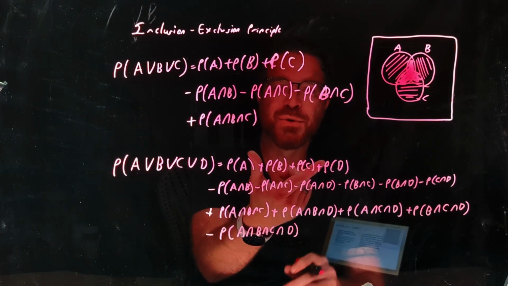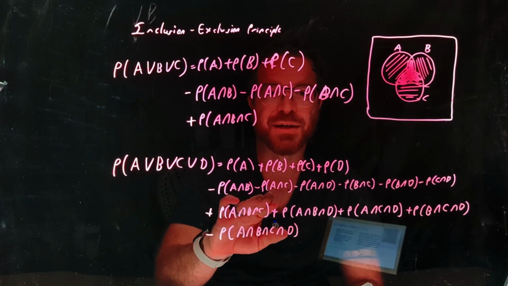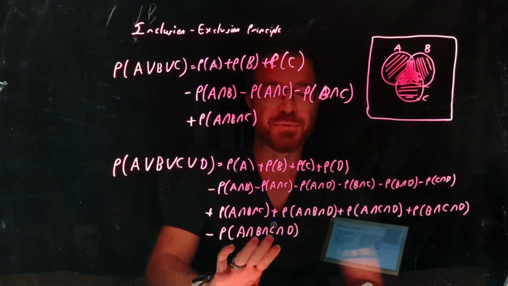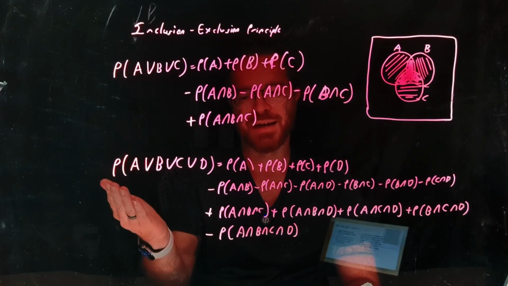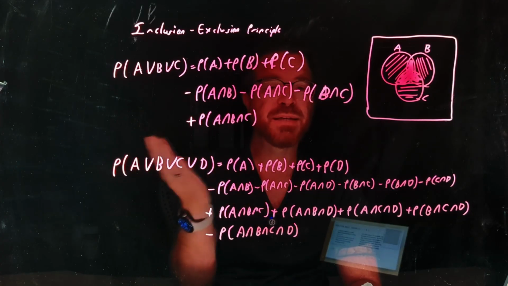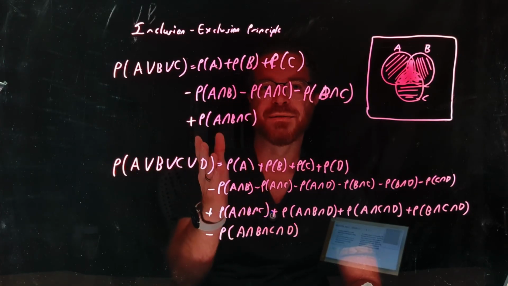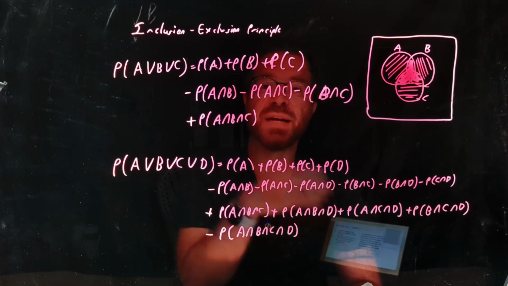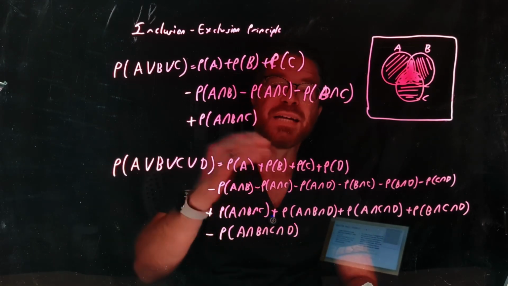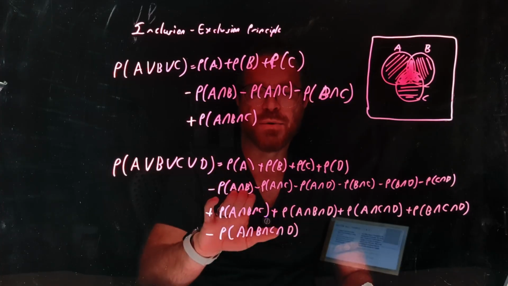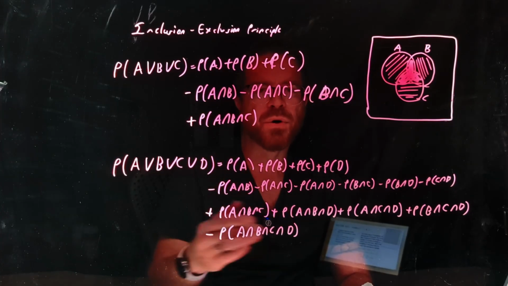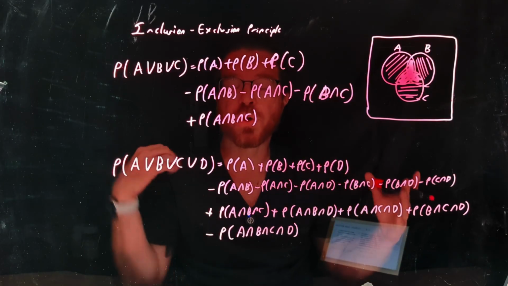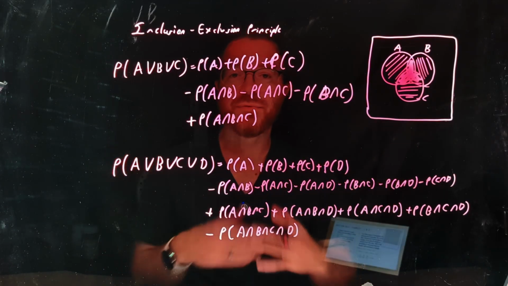So you include the singles. You subtract out the intersection of 2. You add in the intersection of 3. You subtract out the intersection of 4. You add in the intersection of 5. So basically every odd number of intersections, so 1, 3, 5, 7, and so on, you would add those terms in. Every even intersection, so A and B, so 2, 4, 6, 8, and so on, you would subtract those. And this would work for any number of sets.